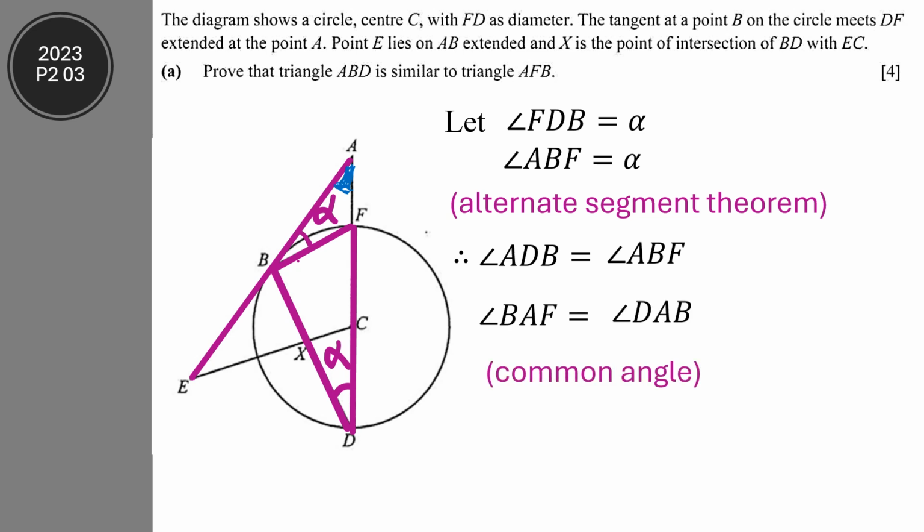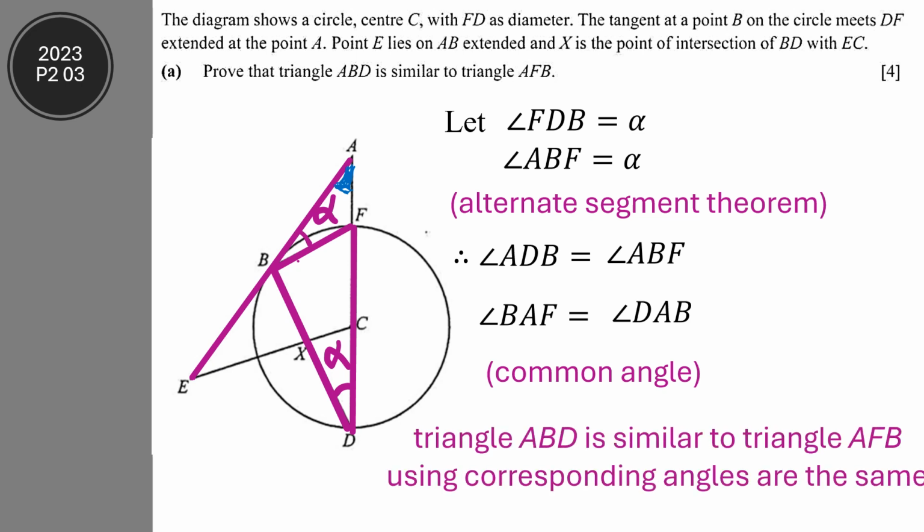And since both triangles have the same corresponding angles, we can say that they're similar to each other. Using corresponding angles are the same. Oh, okay, that's not very grammatical. Can we just say that triangle ABD is similar to triangle AFB since they have the same corresponding angles? Using corresponding angles as the same property. Okay, let's add in the word property. So triangle ABD is similar to triangle AFB using corresponding angles as the same property. Okay, that's done for part A.